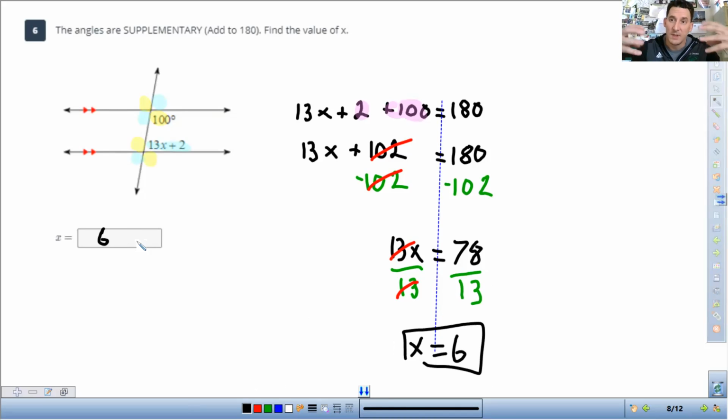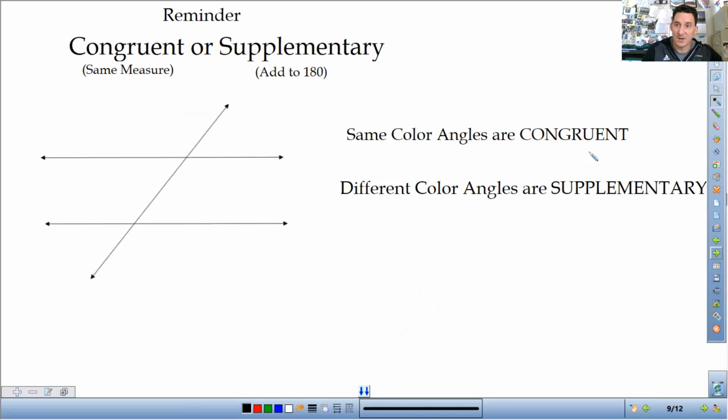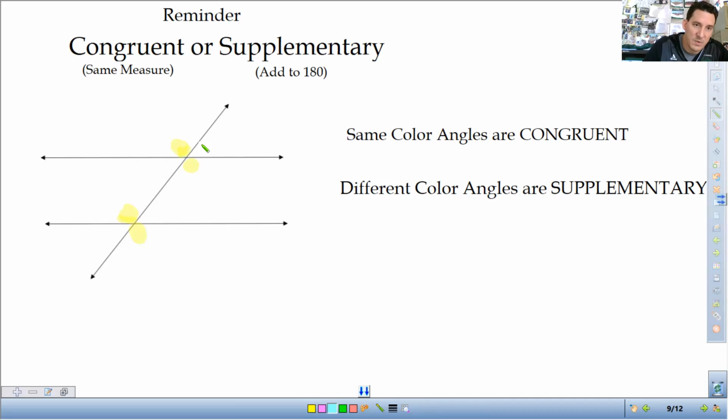If the angles are congruent, set them equal to each other and solve. If they are supplementary, add them together, set it equal to 180, and then solve. So here on these next, again, just a reminder so you can see it one more time. Reminder for congruent supplementary. I'm going to color code this here. These other angles in blue.